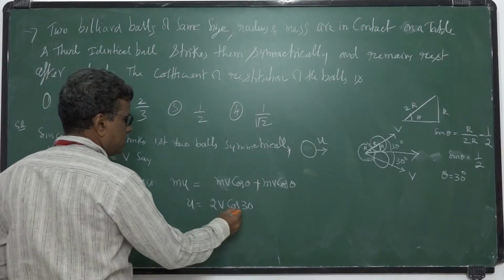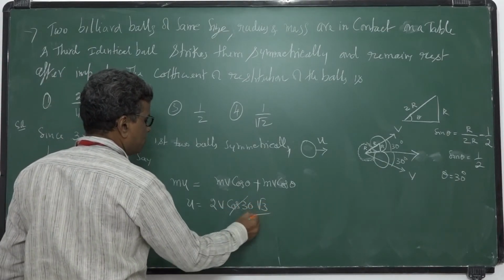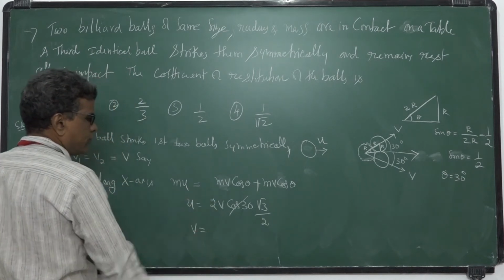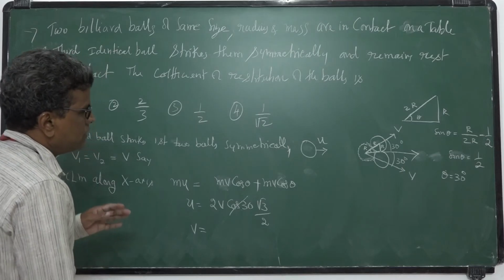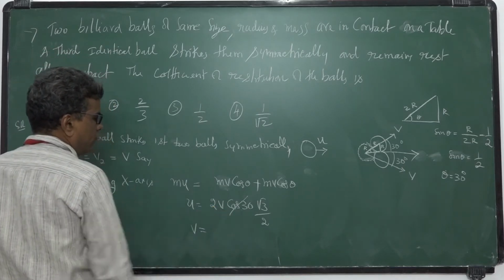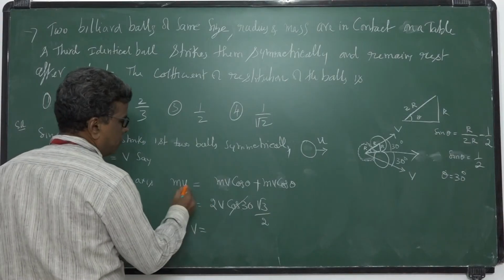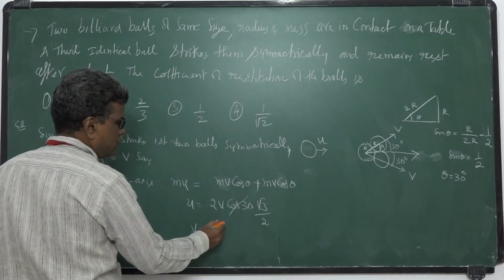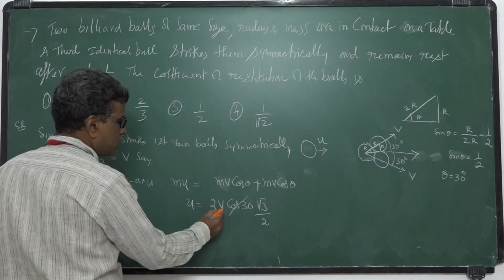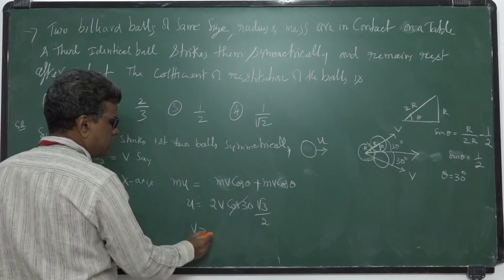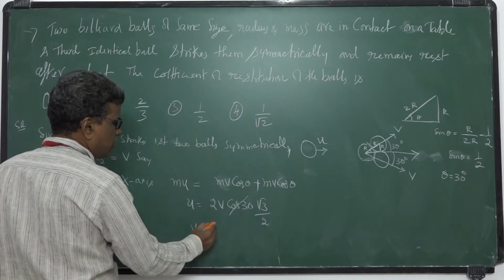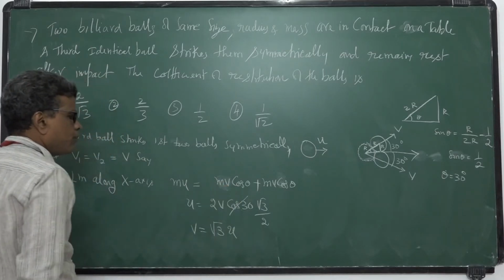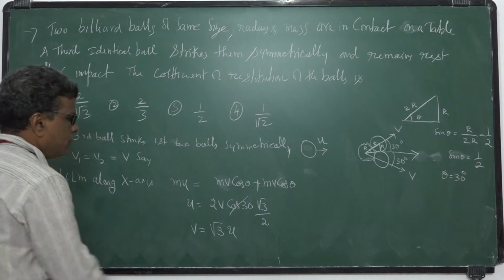So what is cos 30? Cos 30 is root 3 by 2, isn't it? The 2 gets cancelled. So what is v? V is, after collision, the third one comes to rest. It is cos 30, root 3 by 2. We want v. The 2 gets cancelled and I will get root 3. So v is equal to root 3 u. Okay. You call it equation 1.